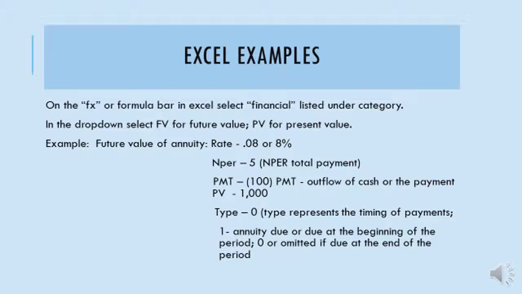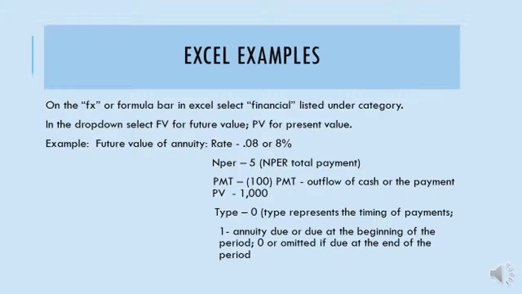So an example, future value of an annuity: the rate is 0.08 or 8%. You have to put in 0.08, representing 8%, or actually put in 8 plus the percent sign, because if you just put in 8, that's going to give you 8. So it's not going to give you the right answer at all. It's going to be way off. NPER is the total number of payments, or payment periods. In this case, it's going to be 5 years, so you're going to put 5.